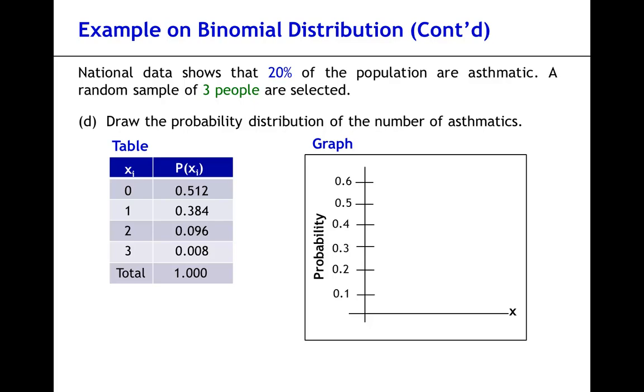Now when x is equal to 0, probability is 0.512. When x is equal to 1, probability is 0.384. When x is equal to 2, probability is 0.096. And when x is equal to 3, probability is 0.008. And we have got ourselves the probability distribution.